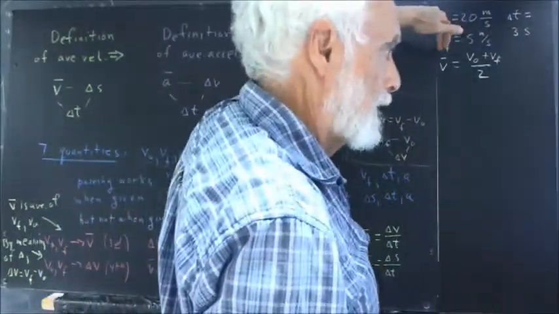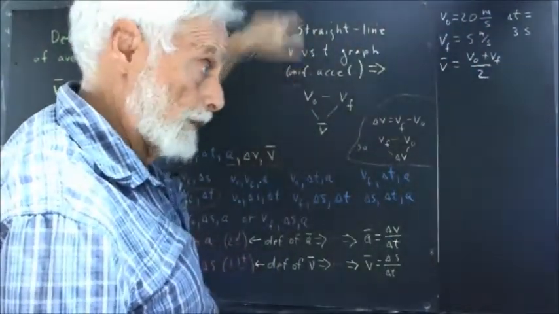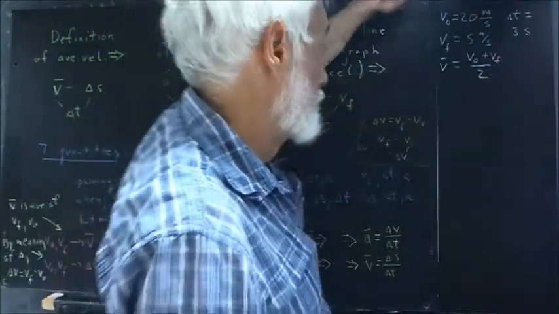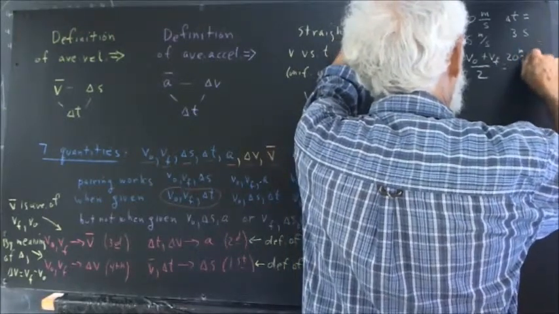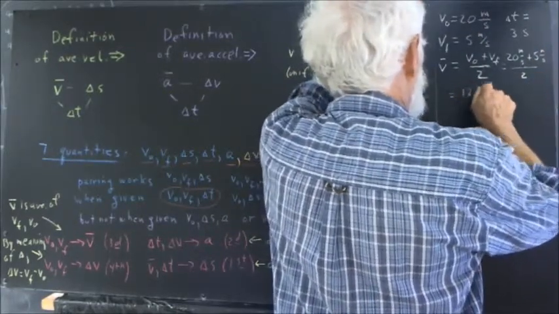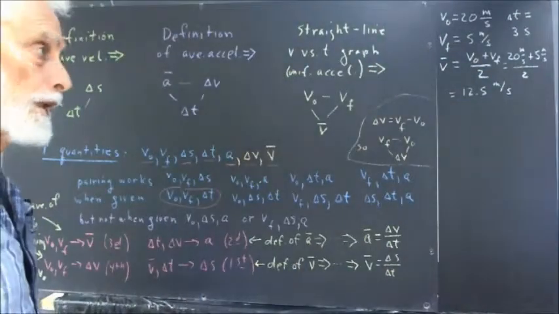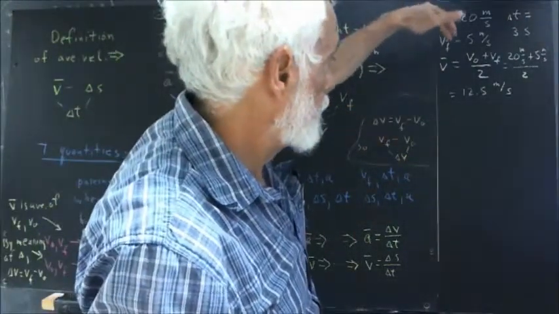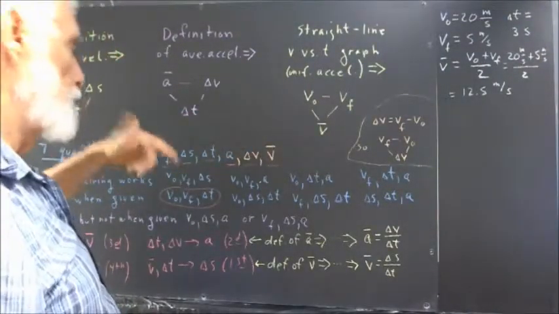Again, an average velocity is the average of the two velocities, depending on the fact that we have a straight line V versus T graph. If it's not straight, then we're not likely to have that average. But that is going to equal what? Well, that's 20 meters per second plus 5 meters per second over 2, which is 12.5 meters per second. We have our average velocity. Okay, now we know V naught, VF, and our average velocity. So we've got V naught, VF, and V bar. What can we do next?